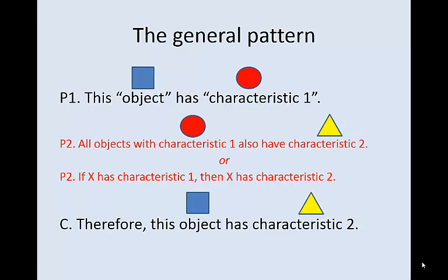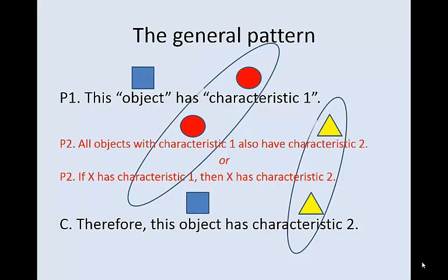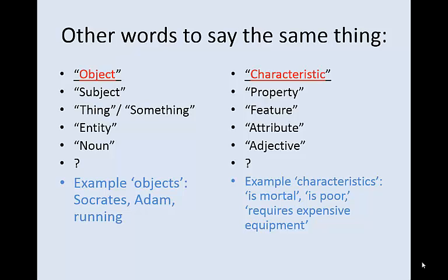All right, and we can of course visualize this with these circles. I want to point out that we can use other words to say the same thing. In terms of the object, we could also say the subject, the thing, the something, the entity, the noun, whatever word you think is best. So for example, objects or things or somethings, we've had Socrates, Adam, and running so far. Don't be offended that I'm calling Socrates and Adam things or something. We just need a word to describe them as some sort of entity or object.